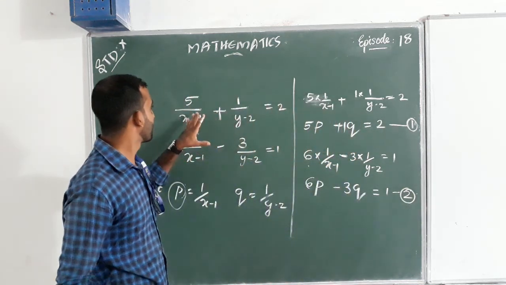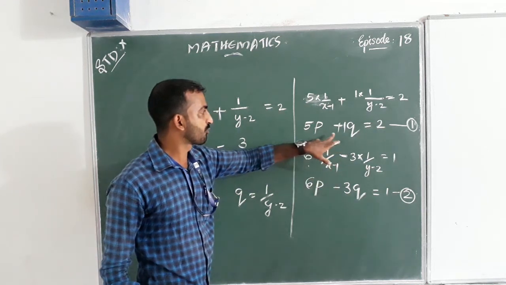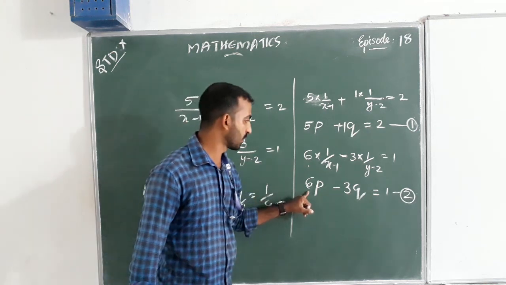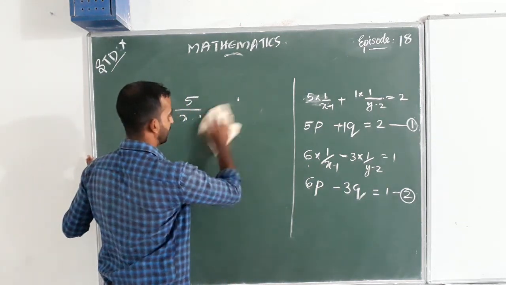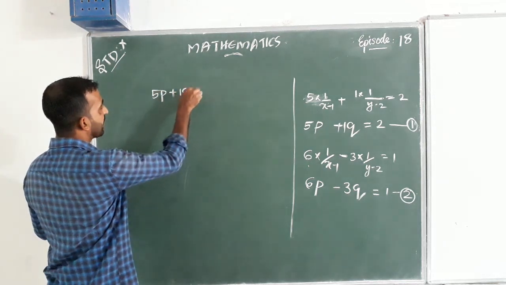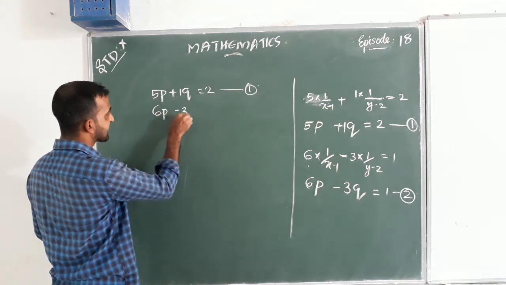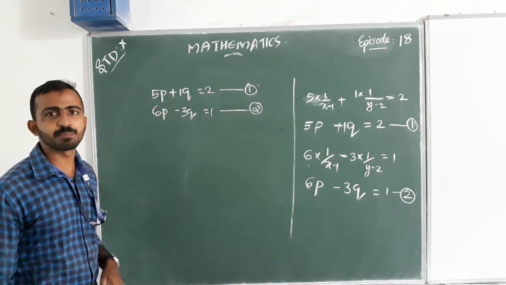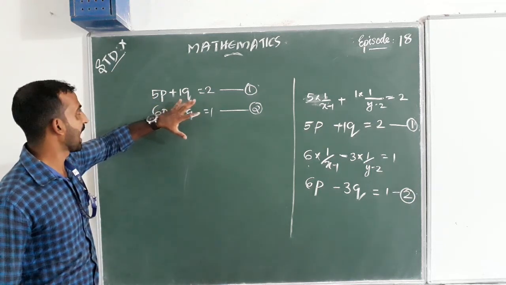So our original equations, 5 by x minus 1 plus 1 by y minus 2 equal to 2 and 6 by x minus 1 minus 3 by y minus 2 equal to 1, become 5p plus 1q equal to 2, equation number 1, and 6p minus 3q equal to 1, equation number 2. Here we can use the elimination method.